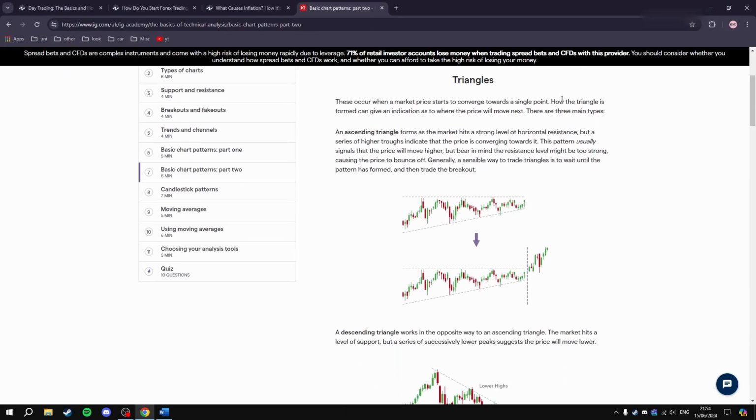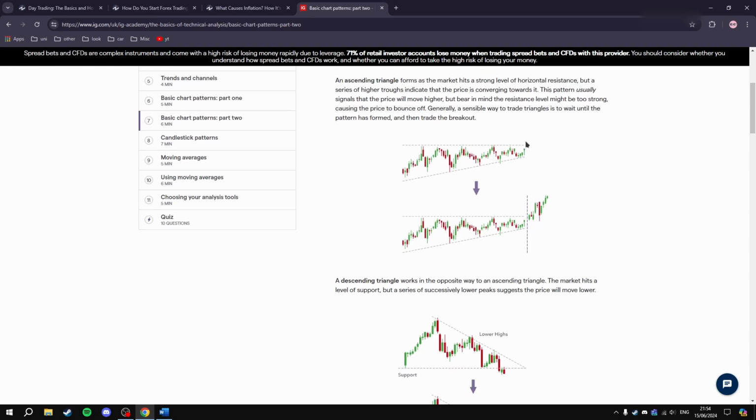So the 3 main types of triangles. An ascending triangle forms as the market hits a strong level of horizontal resistance, but a series of higher troughs indicate that the price is converging towards it.